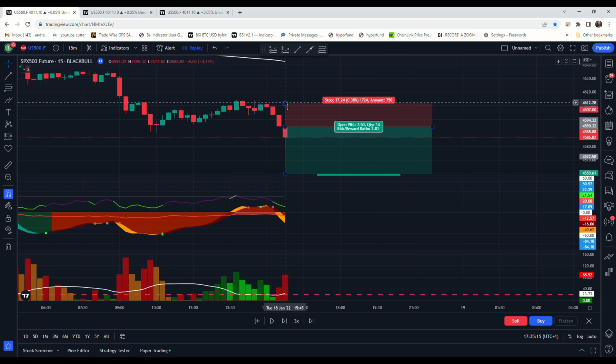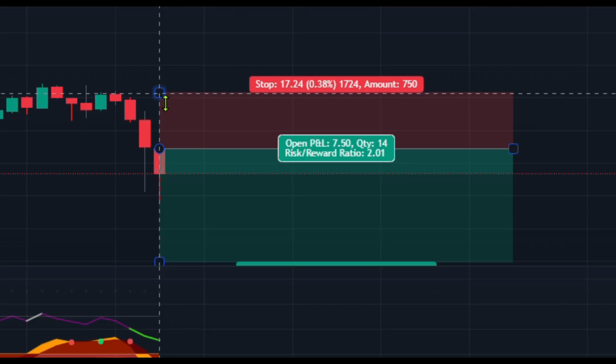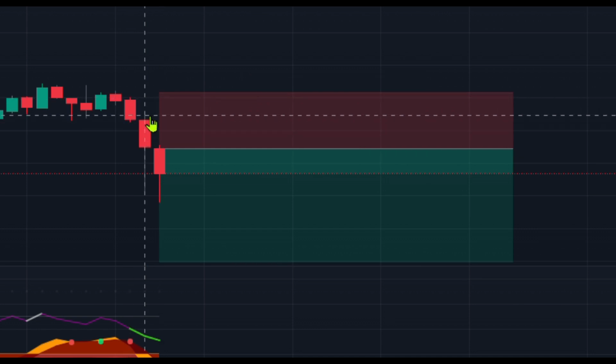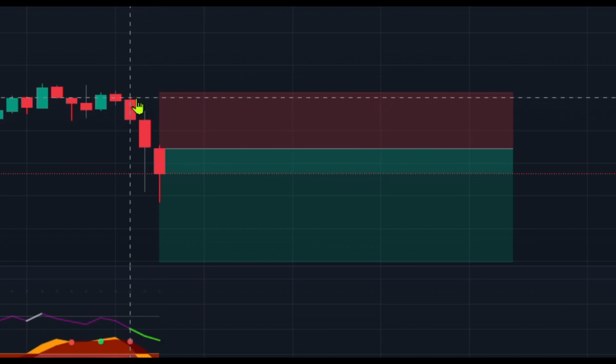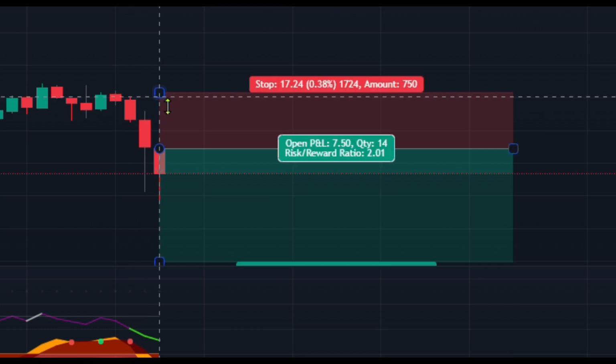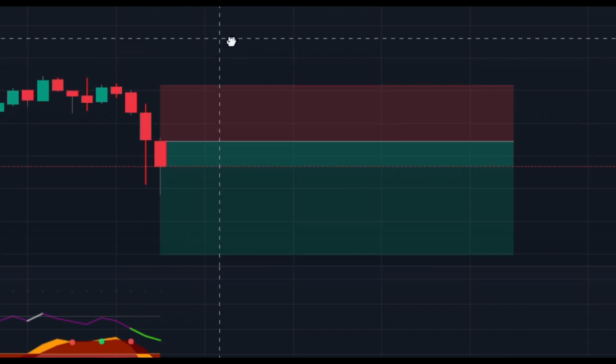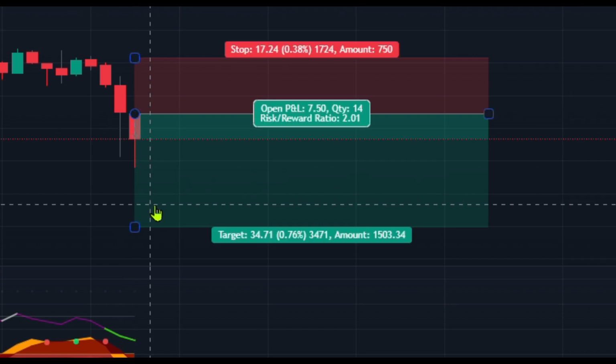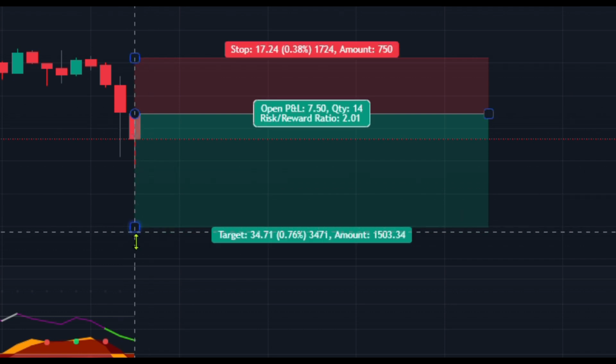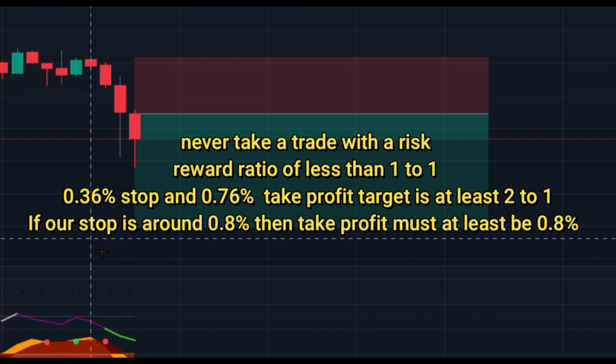You've got handles here and handles here, you can drag it up and down. Now we need to either make it 0.36 or slightly above the previous two candles, the swing highs. So that's where we put our stop loss. This one is 0.38. There's a minimum of 0.36. We take a 0.76 take profit, so you bring that down to 0.76. And with that in mind, let's see what happens.